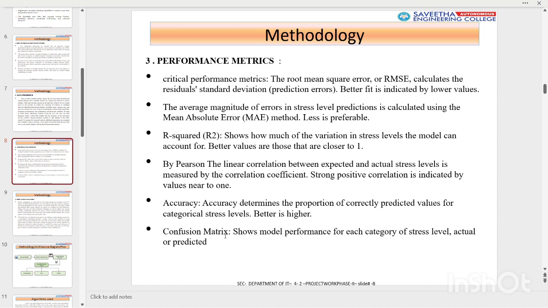Confusion matrix shows the model performance for each category of stress level, actual versus predicted.